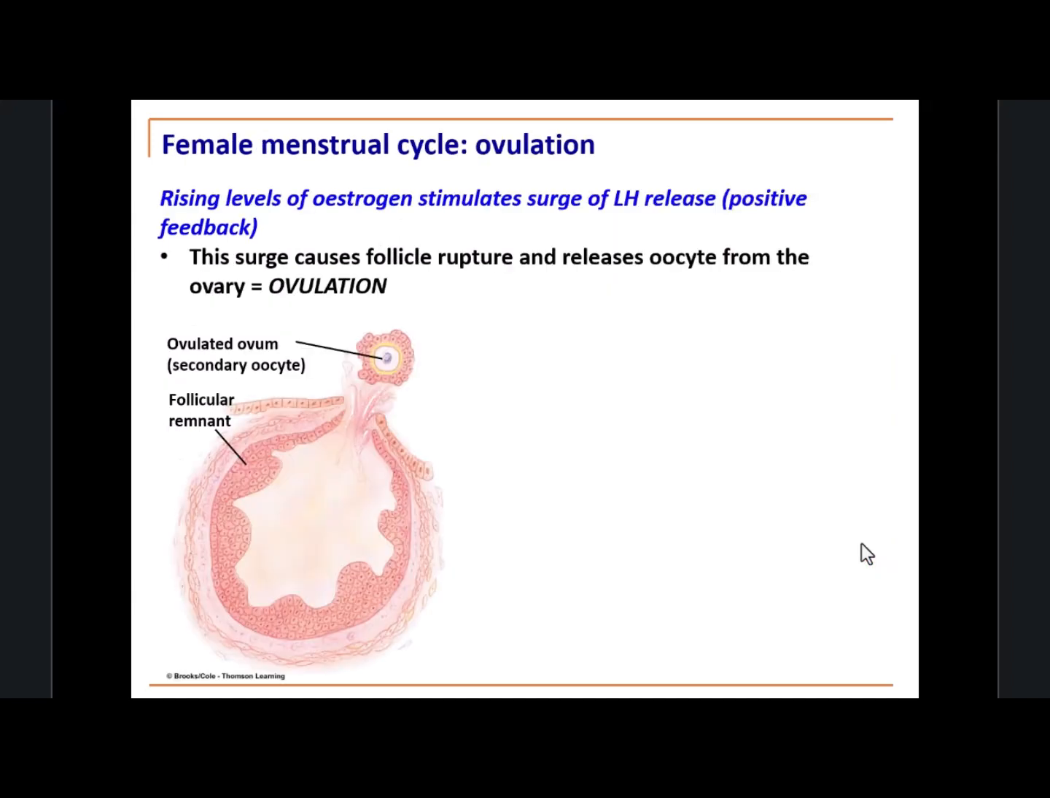So remember what we said. We had rising levels of estrogen. That stimulates a surge of LH. So that's a positive feedback loop. That surge causes follicular rupture and the release of the egg from the ovary, and that's your ovulation. And like I said, you've got this follicular remnant that is left.